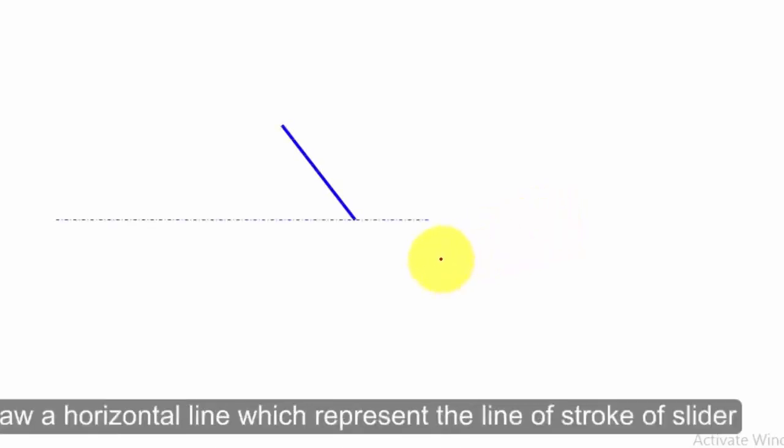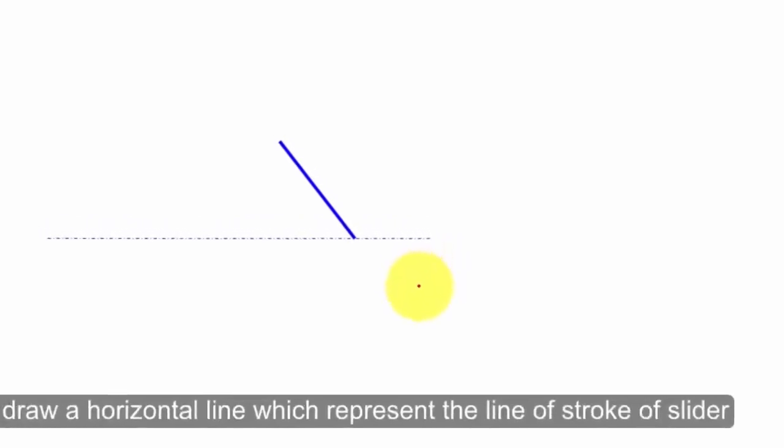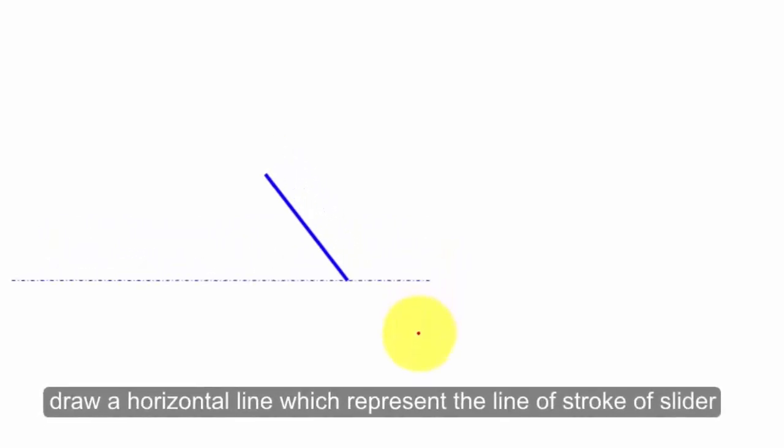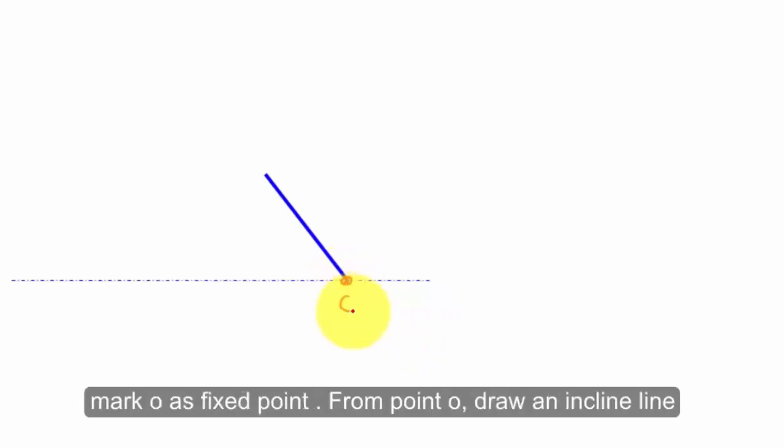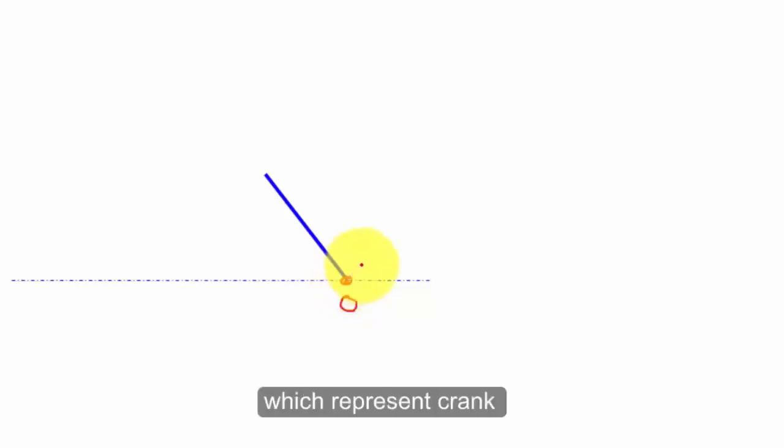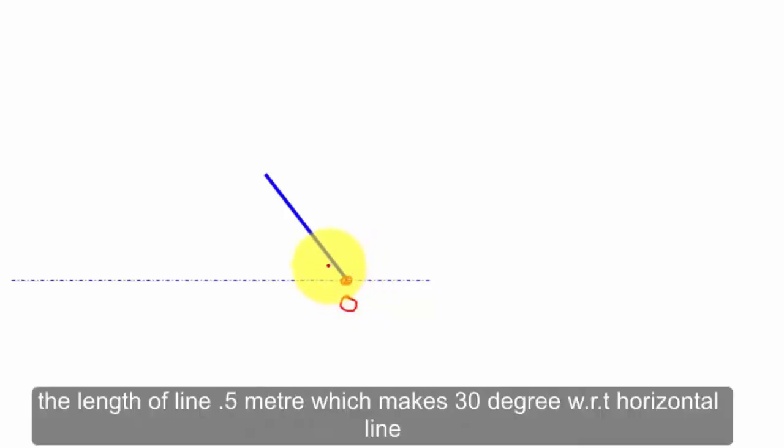Draw a horizontal line which represents the line of stroke of the slider. Mark point O as a fixed point. From point O, draw an inclined line which represents the crank. The length of the line is 0.5 meter, which makes 30 degrees with respect to the horizontal line.